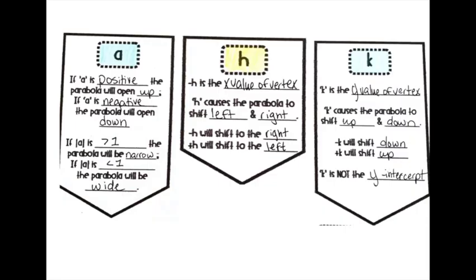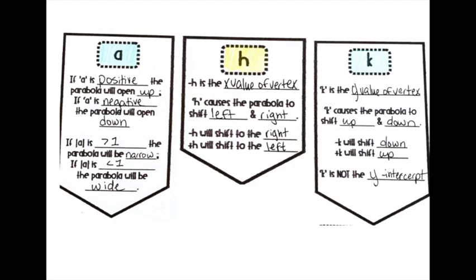The A is identical in standard form and in vertex form. If it is positive, it goes up. If it's negative, it goes down. If the absolute value is greater than 1, it's going to be narrow. If the absolute value is less than 1, it is going to be wide.